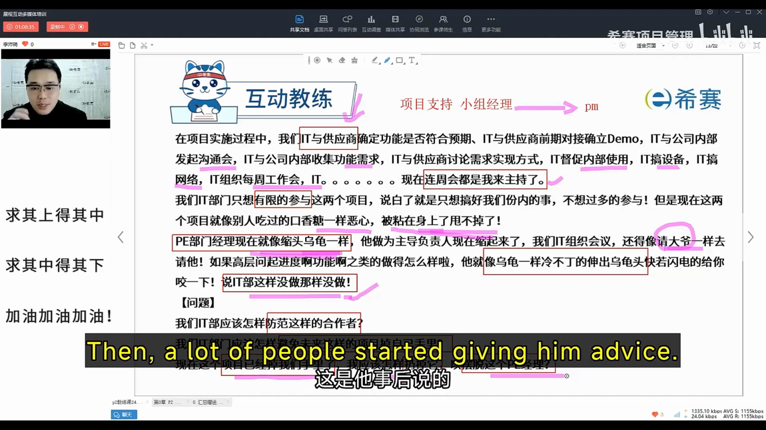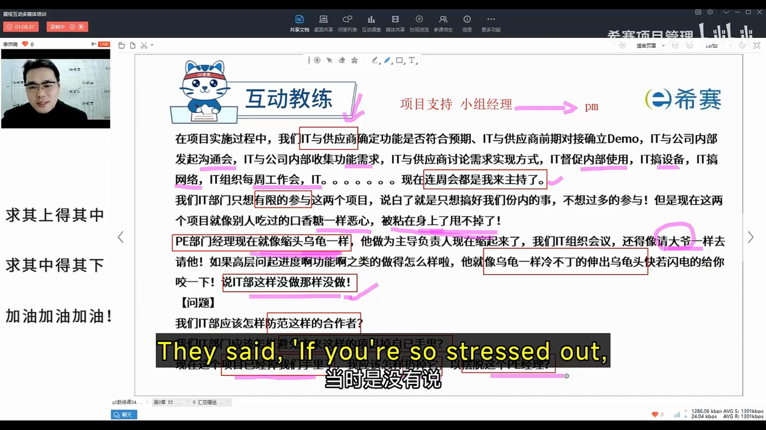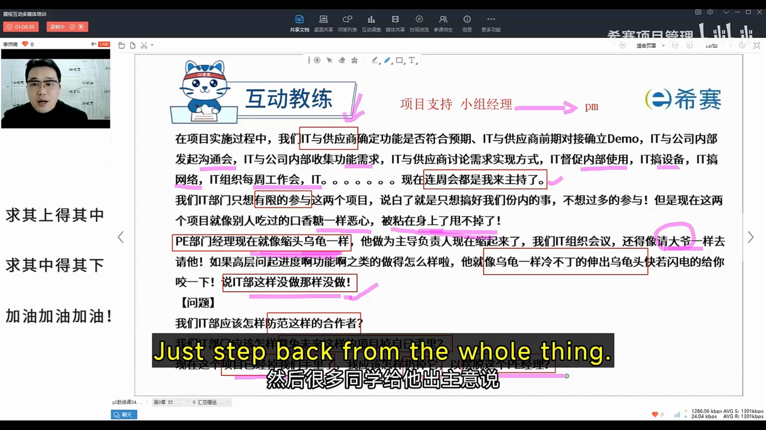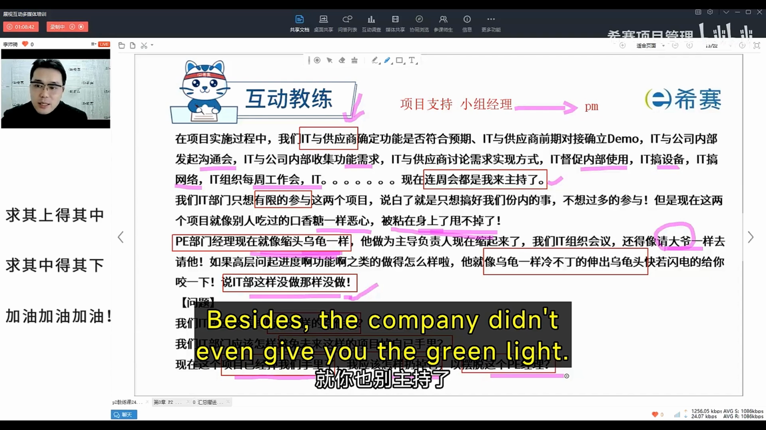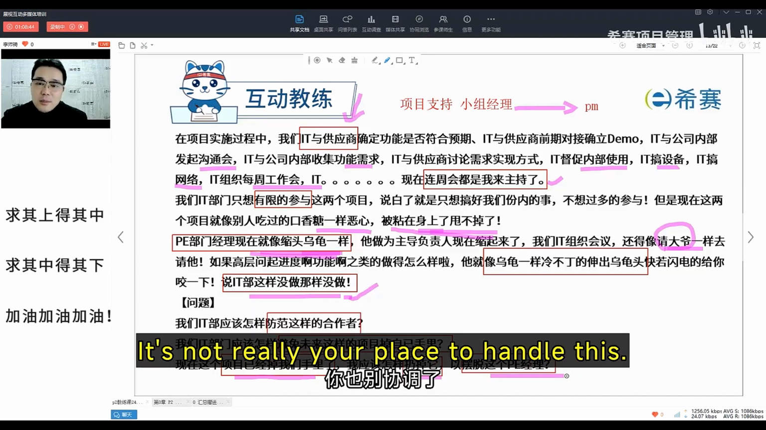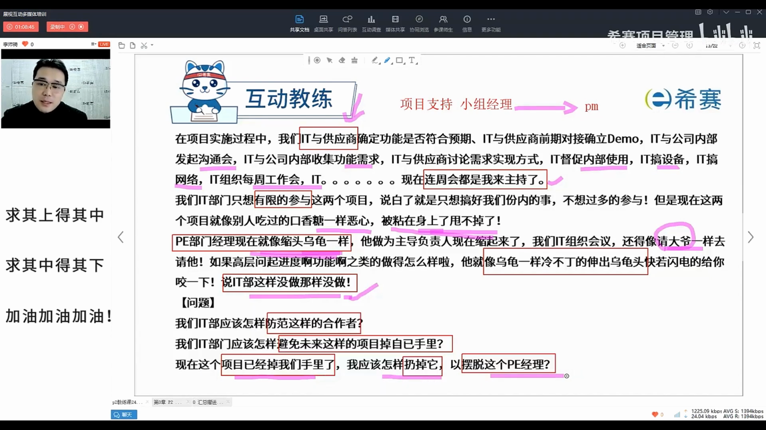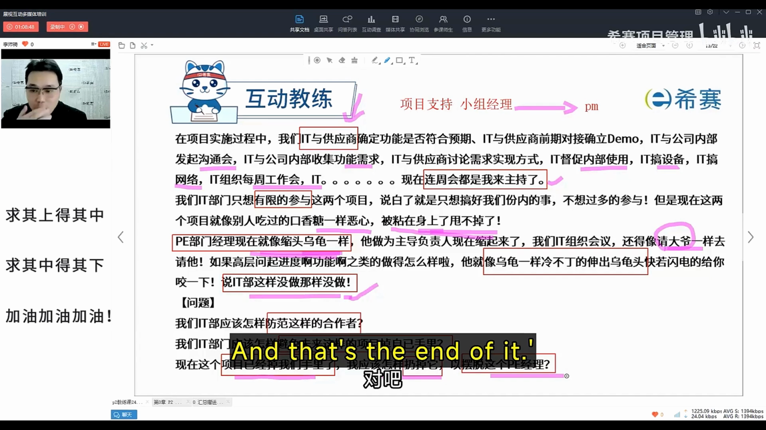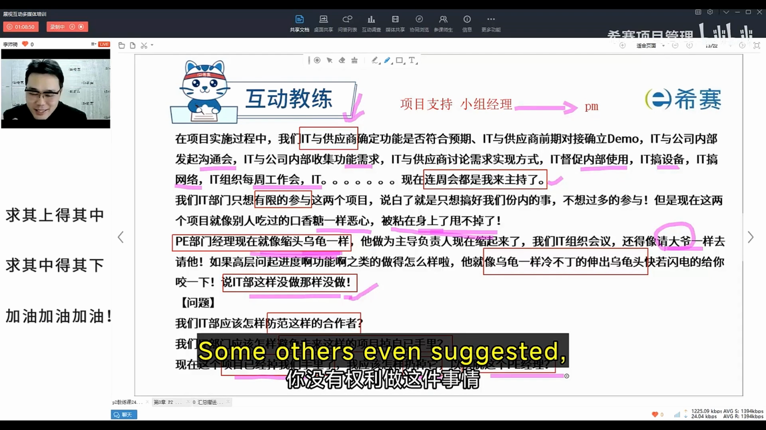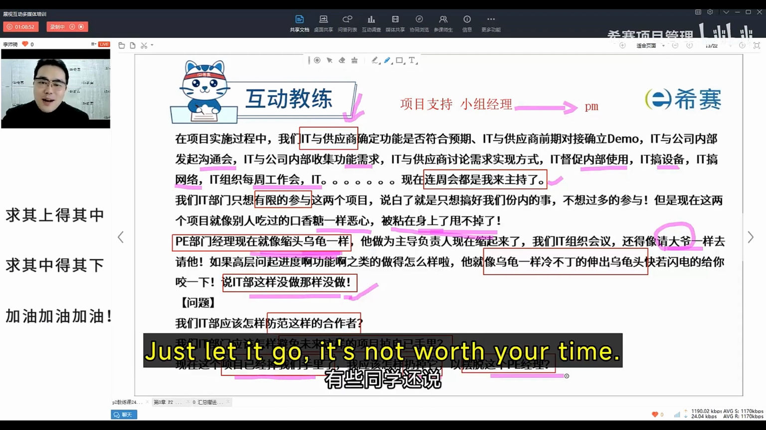Then, a lot of people started giving him advice. They said, if you're so stressed out, maybe you shouldn't be in charge anymore. Just step back from the whole thing. You know what I mean? Besides, the company didn't even give you the green light. It's not really your place to handle this, and that's the end of it. Some others even suggested, why worry when those in charge aren't? What's the rush? Just let it go, it's not worth your time.